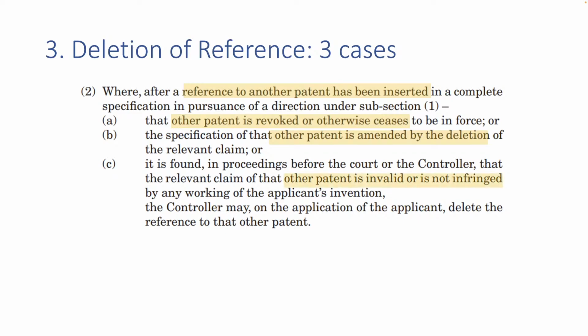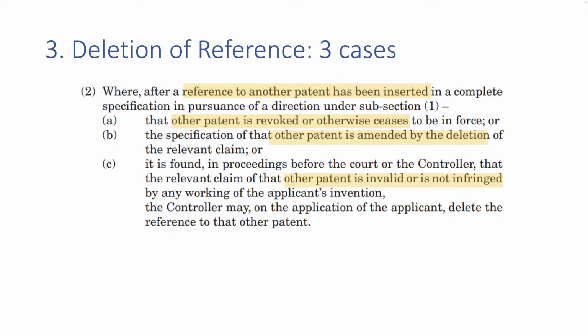The third case is in proceedings before the court or the controller. Controller, they are referring to post-grant proceedings here. The relevant claim of that other patent is invalid or is not infringed by any working of the applicant's invention. Now, the relevant patent is invalid. This patent became invalid before the controller. It can't be anything else. It has to be a post-grant proceeding. So because the patent became invalid in a court, or is not infringed by working of the applicant's invention.